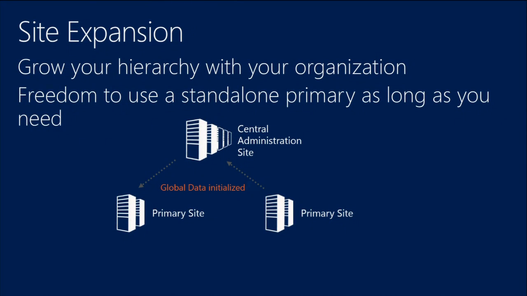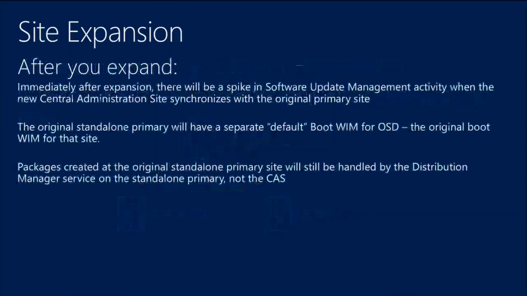Now here, once I've got my hierarchy set up, I can go ahead and install another primary site. And I can expand out up to 25 primary sites in a hierarchy. But if I needed to do a migration scenario, I could then go migrate between those two sites. And I'll show you that in, I think, the next slide.